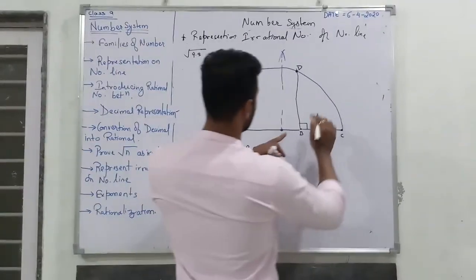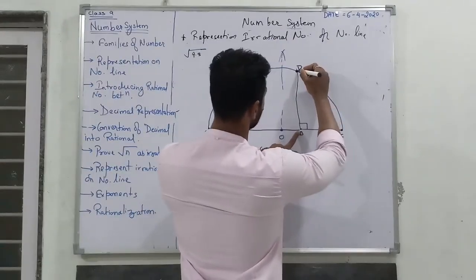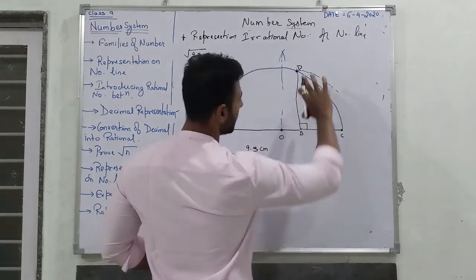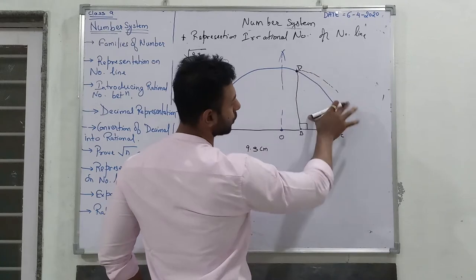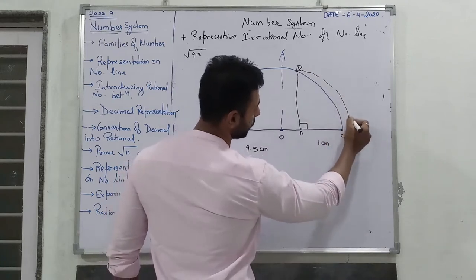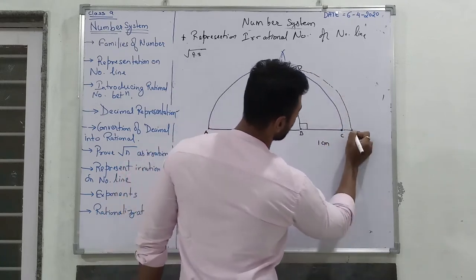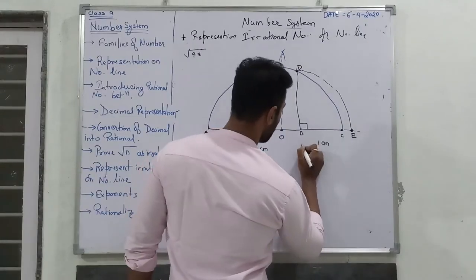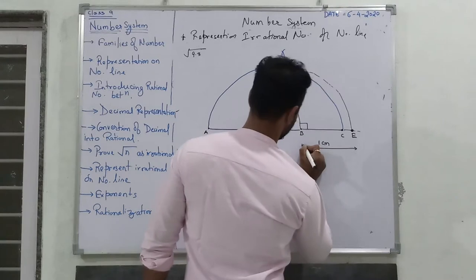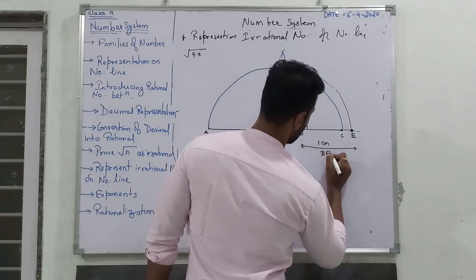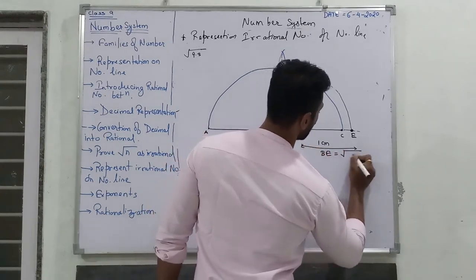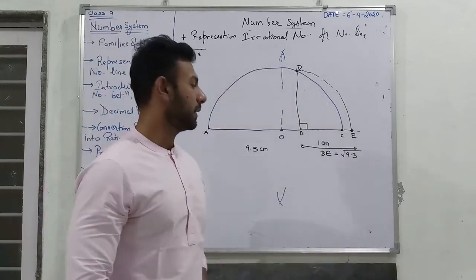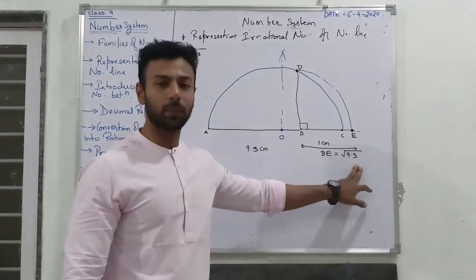Okay. Now from here you have to draw an arc. From point B, measuring BD, you have to draw an arc. When you draw the arc, it will intersect this line at point E. Now this BE is your root of 9.3. This BE is the square root of 9.3.